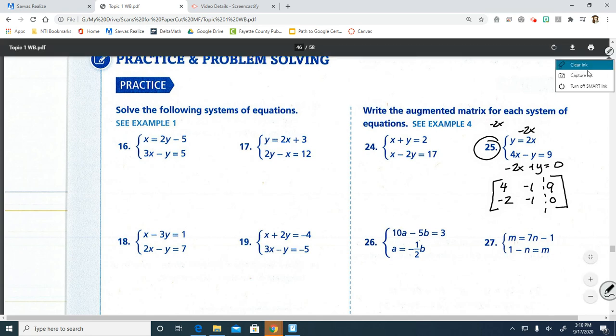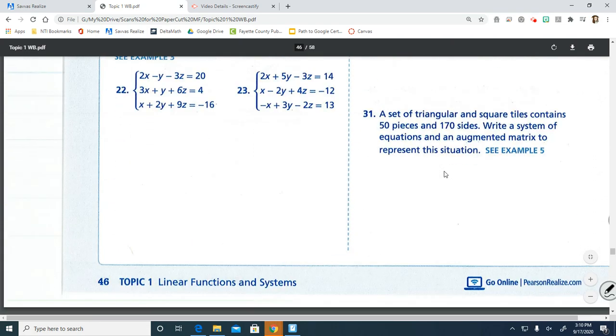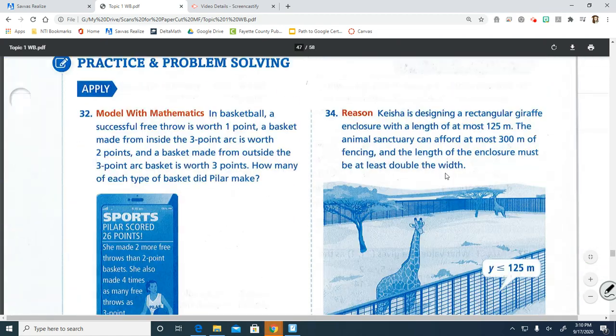Then something like, is there a better example? Nope, we'll just do, I think, 28.